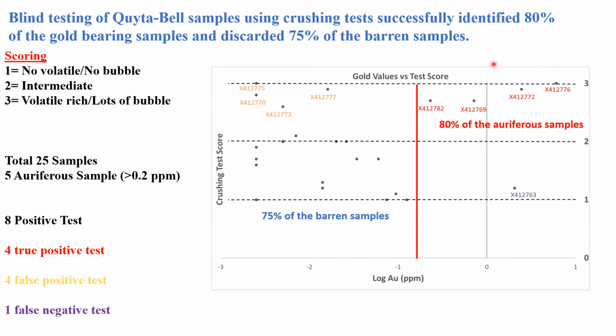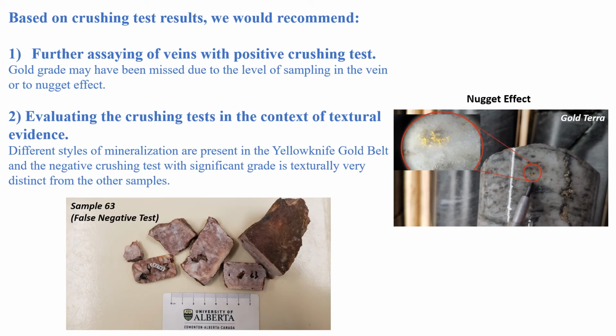5 out of 25 samples have gold in them, and we successfully detected 80% of the auriferous samples. Among the barren samples, we identified 4 false positive tests, which means volatile-rich but no gold. We successfully discarded the other 75% of the barren samples. The biggest issue was this false negative test of sample 63, which has gold in it but no volatiles. We believe that the 4 false positive tests might have been caused by the nugget effect, but our results could still be used as a proxy for gold, and these 4 samples should be focused on more.